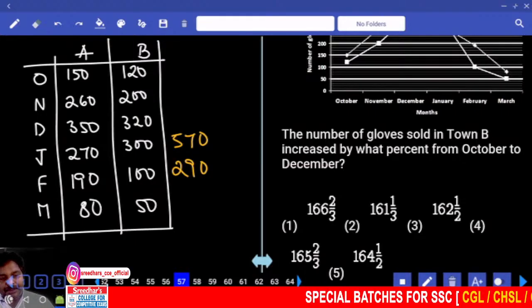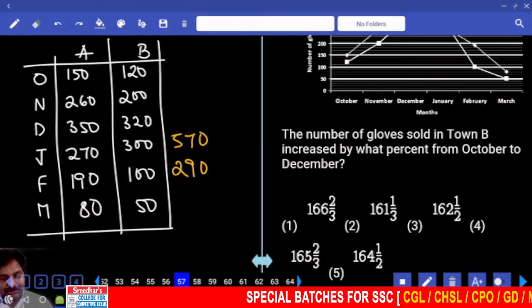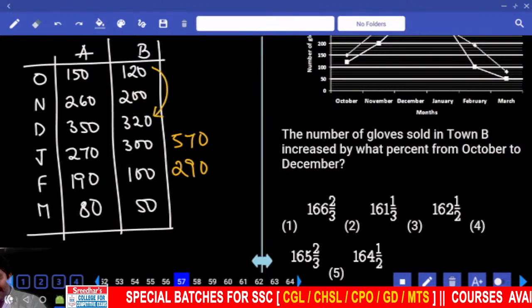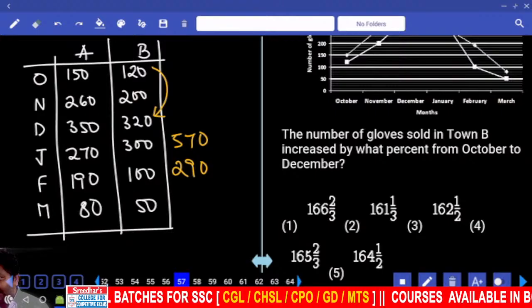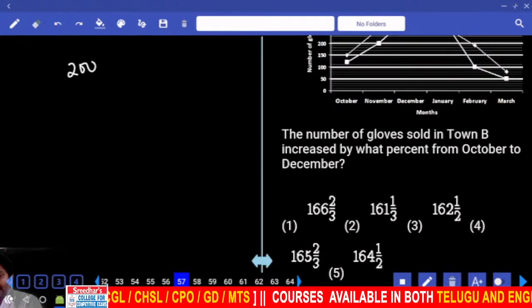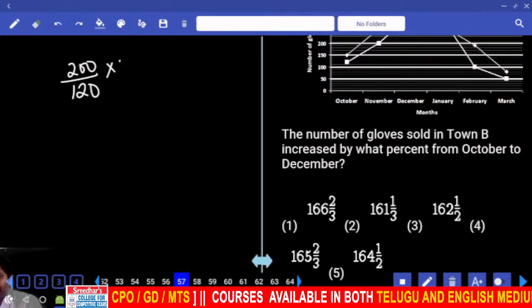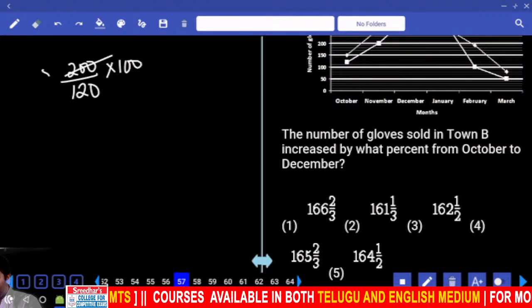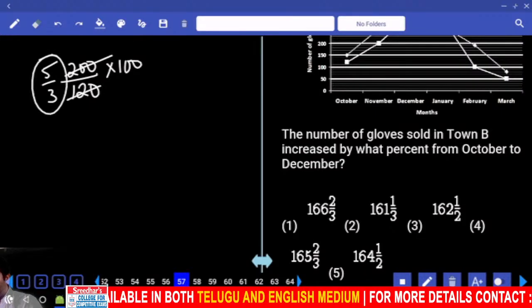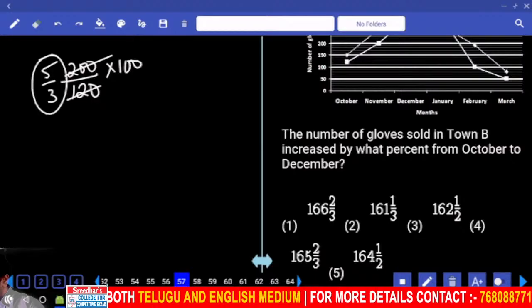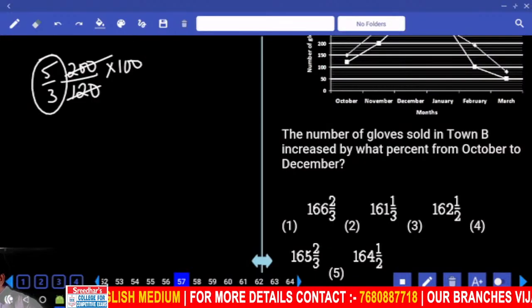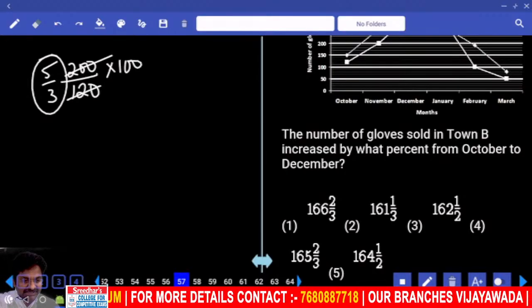Number of gloves sold in B increased by what percentage from October to December? 120 became 320, October to December. Increased by, from, so 200 upon 120, into 40 cancellation, 5 times 3 times, 5 by 3, meaning 1 2 by 3, meaning 166 2 by 3.